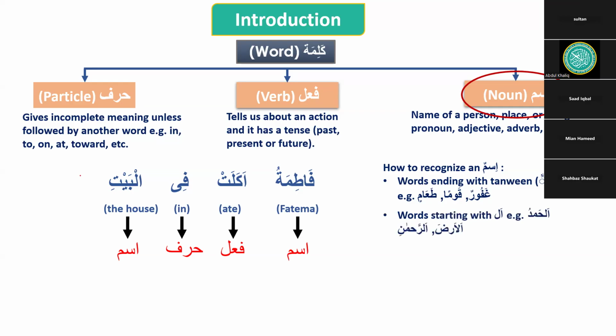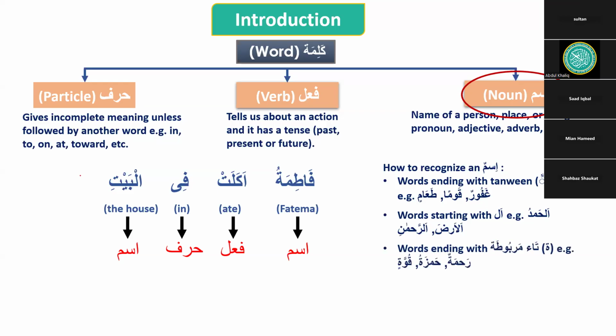If a word starts with an al, and this is an additional al at the beginning of the word, like alhamdu, al-arda, ar-rahmani, then you should know that these words are ism. There are a few fail that start like this, but they are not additional letters, right? Al is an additional letter that is attached at the start of an ism. So this is the second sign.